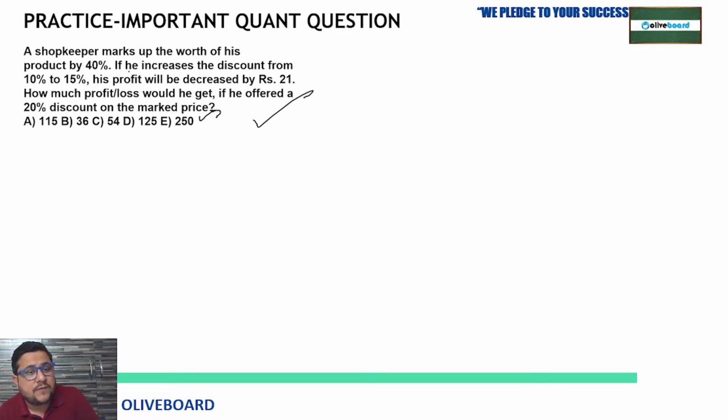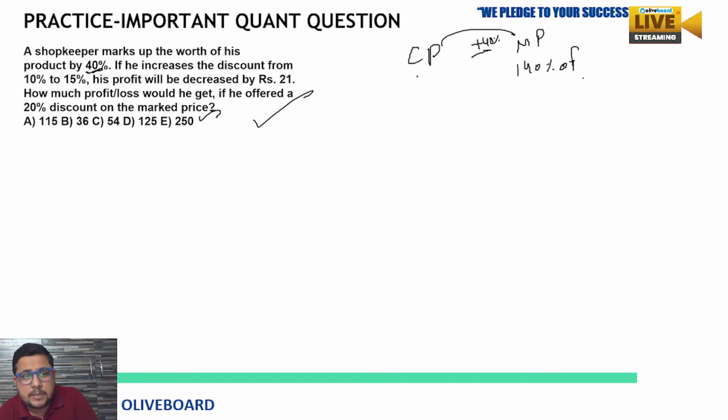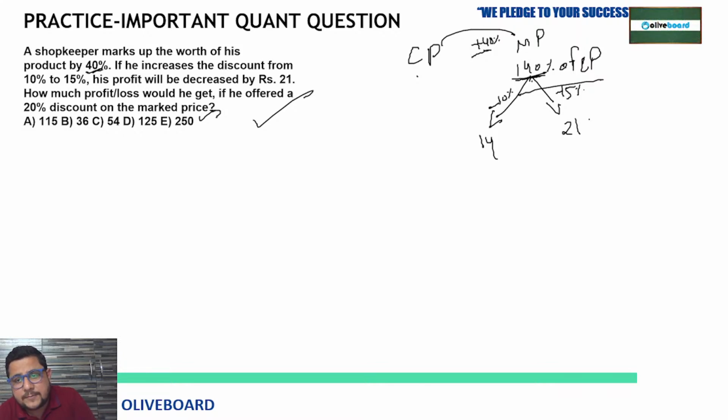The shopkeeper marks up the worth of his product by 40%. So the marked price is 40% more than the cost price. So this would be 140% of the cost price. Now, if he increases the discount from 10 to 15, earlier the discount was 10%. So 10% of 140 is 14. But now it is 15, so 15% of 140 is going to be 21.